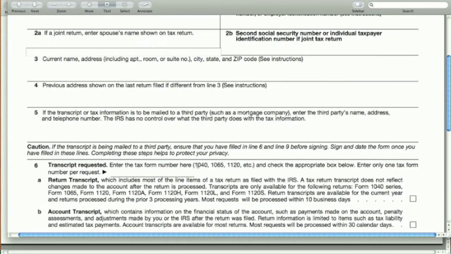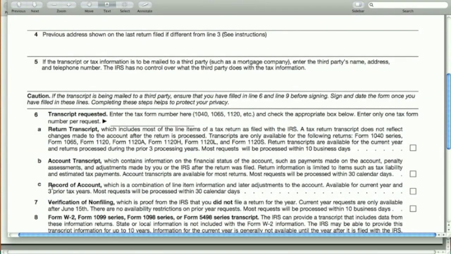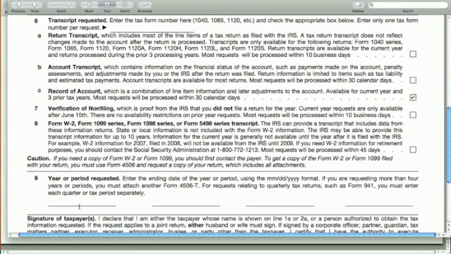You also, this particular area, item number 6, a lot of people forget about this, and this is really important. What type of a tax return it is, whether it's a 1040, 1065, 1120, etc. You want to talk to your accountant, and he'll tell you or she'll tell you how to fill this particular out properly. Record of account, I usually have checked in item number 6C, because it gives them access to get your tax returns over the past 3 years if they need to. And usually they're only going to ask for 1 or 2 years.